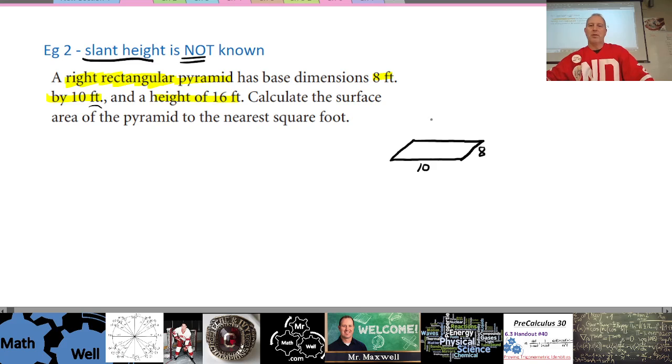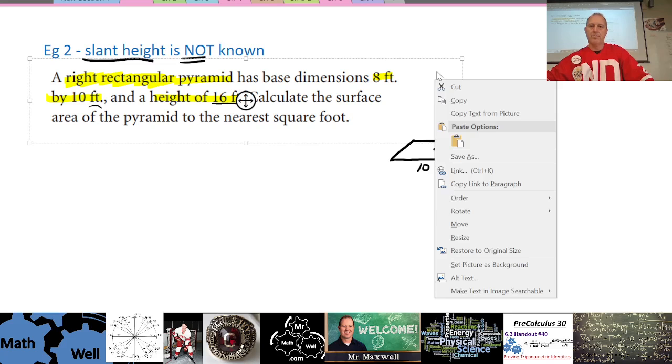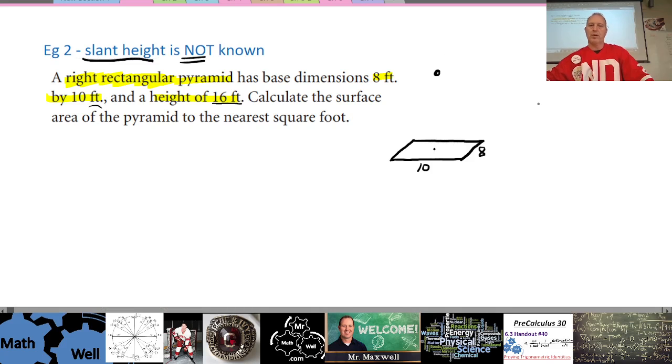It's a right pyramid, so I'm going to go from my imaginary center here all the way up, and it doesn't really matter how far. I want to make it a little bit to scale. So 16 is double 8, and 16 is bigger than 10, so I'm going to go up a little bit higher than the length of the side, up to there. Oops, up to there, okay?